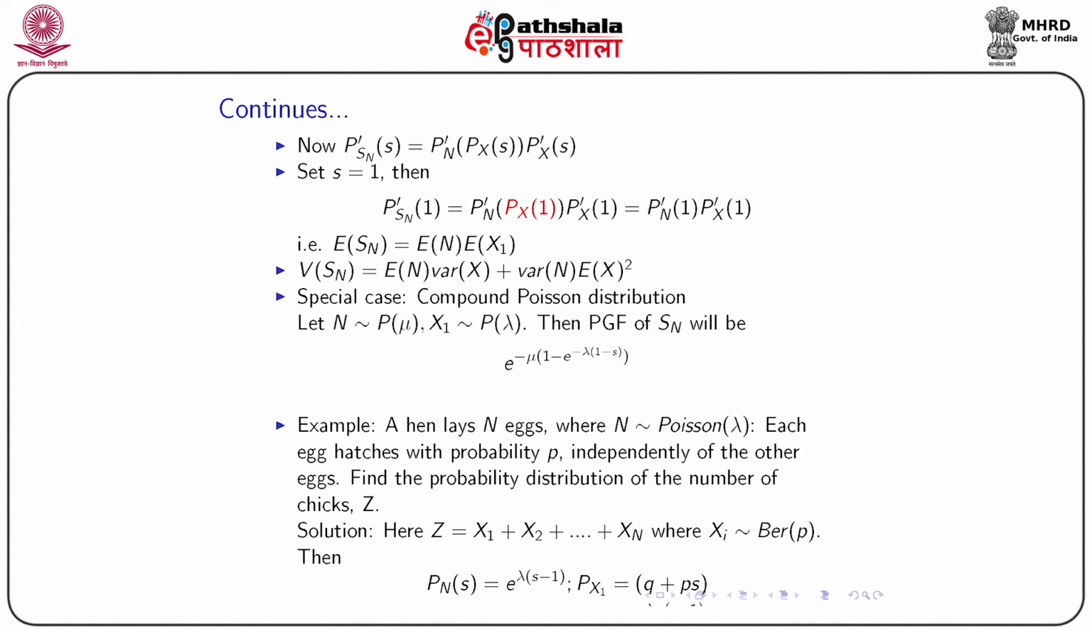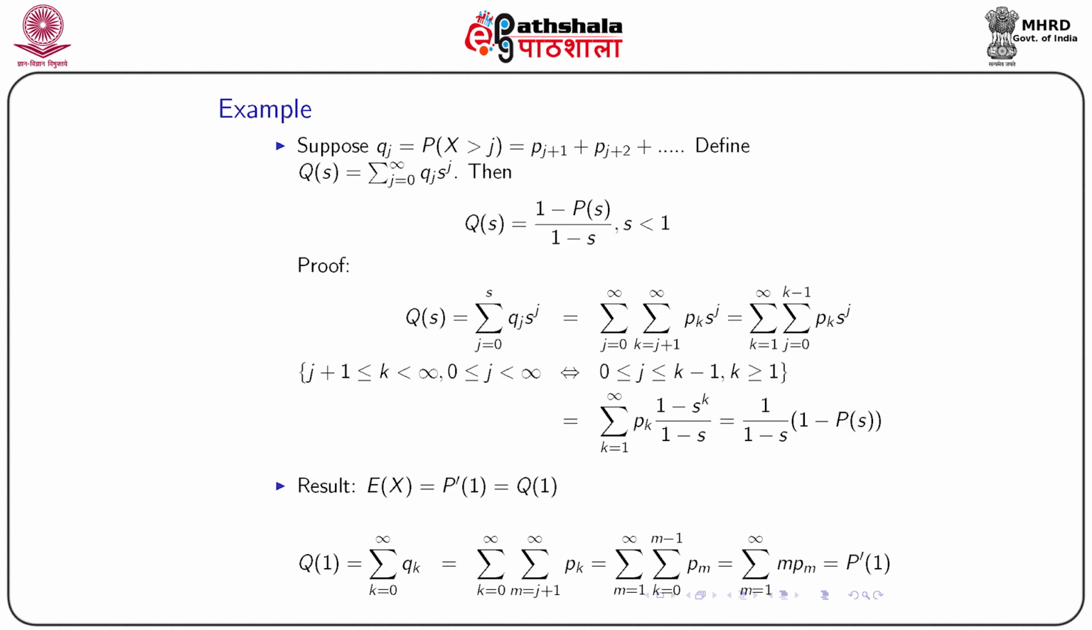So here we have capital Z as X_1 plus X_2 plus up to X_N, where each of the X_i's follows a Bernoulli distribution with p, because each egg either hatches or not. So we have a dichotomous random variable, and we have the success probability as p. So each of the X_i's follows Bernoulli distribution with p. In that case, P_N(s) will be e to the power lambda(s minus 1), and P_X(s) will be q plus ps.